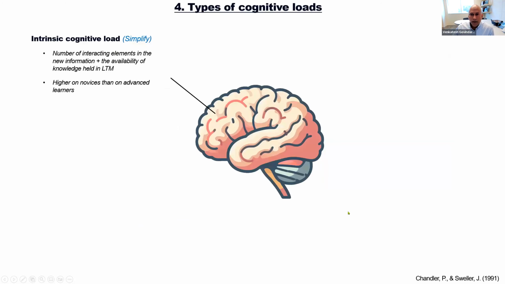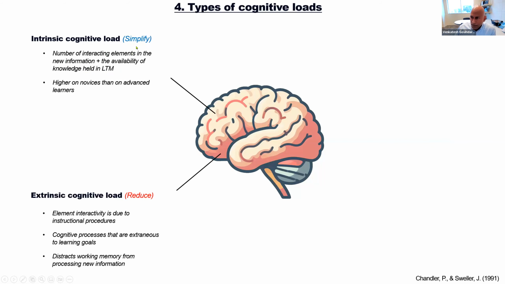So, okay. John Sweller identifies three types of cognitive loads. One is intrinsic cognitive load, which really is the inherent difficulty of the subject being taught. This is going to depend on the number of interacting elements in the new information, plus what is already available as background knowledge in long-term memory. Naturally, this is going to be higher in novices than in advanced learners. So the goal here would be to simplify, but not eliminate, the difficulty of the subject.